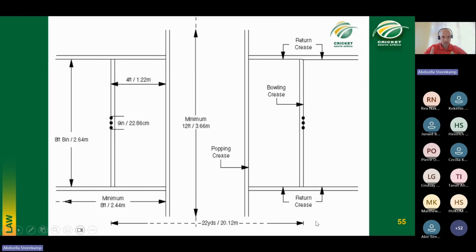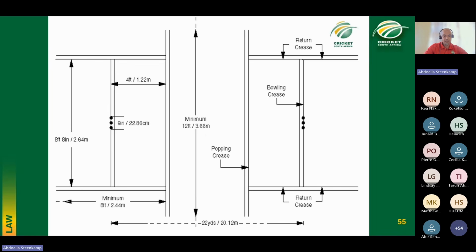So now we know the names of these creases. I mentioned earlier that they do have measurements as well. Let's start with the popping crease. The minimum length of the popping crease is 3.66 meters. Again, I prefer using the metric system. In the exam, you can answer both. If they ask you what's the length of the popping crease, you can put 3.66 meters or 12 feet.